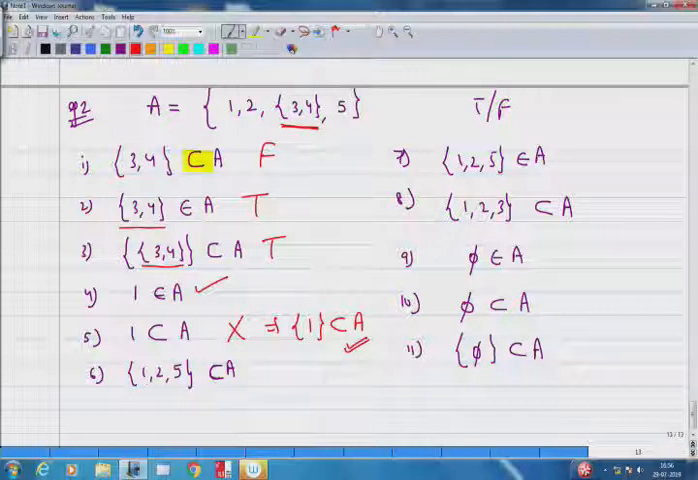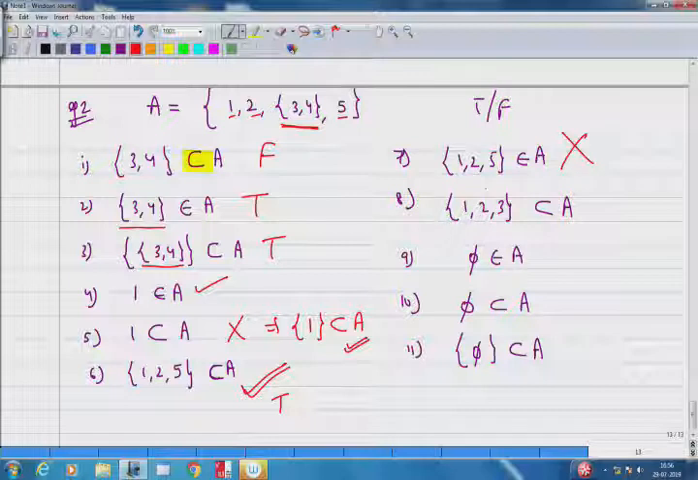Now again the symbol is subset, so 1, 2, 5, element 1, element 2, element 5, and they are written in the curly braces, so the sixth one is true. Seventh, 1, 2, 5, element. Now you know that elements are not written in curly brackets, this one is false.